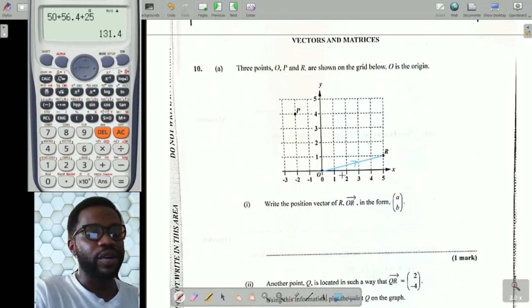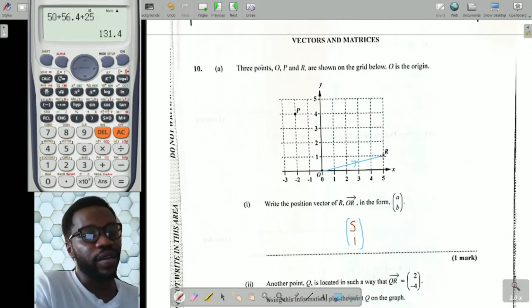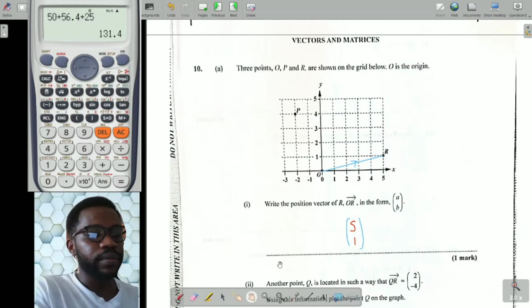Now, vectors deal with horizontal and vertical movement. So all I have to do is count the horizontal movement and then the vertical movement from the origin. So we have 1, 2, 3, 4, 5. So this is going to be 5 here. Let me go again: 1, 2, 3, 4, 5, and I'm going 1 up. So 5, 1. Now notice that position vectors can easily be found by taking the coordinate, because the coordinates are also written with respect to the origin. So either way works.